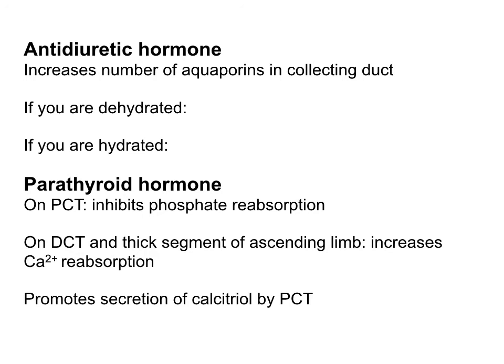Also, PTH is going to stimulate the kidney to promote secretion of calcitriol. Specifically, PTH is going to tell your proximal convoluted tubule to secrete calcitriol. So the PCT is responsible for producing your active vitamin D, which is then going to go to your digestive tract and increase calcium absorption through your small intestine.